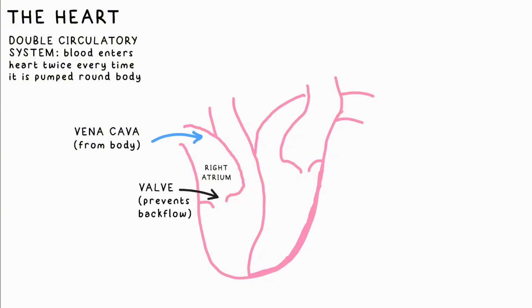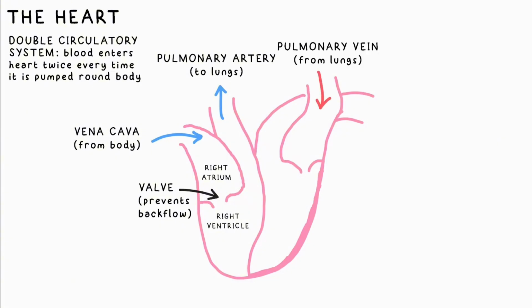The valve between the right atrium and the right ventricle stops backflow, just like all valves, to stop deoxygenated blood from going back into the body. The heart muscles contract and it goes through the pulmonary artery to the lungs to be oxygenated. It then comes back to the heart through the pulmonary vein into the left atrium, then it goes into the left ventricle, then out to the body through the aorta.